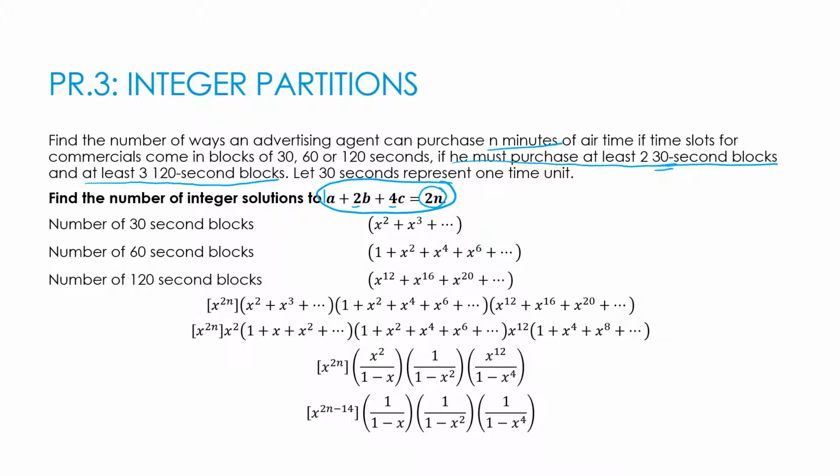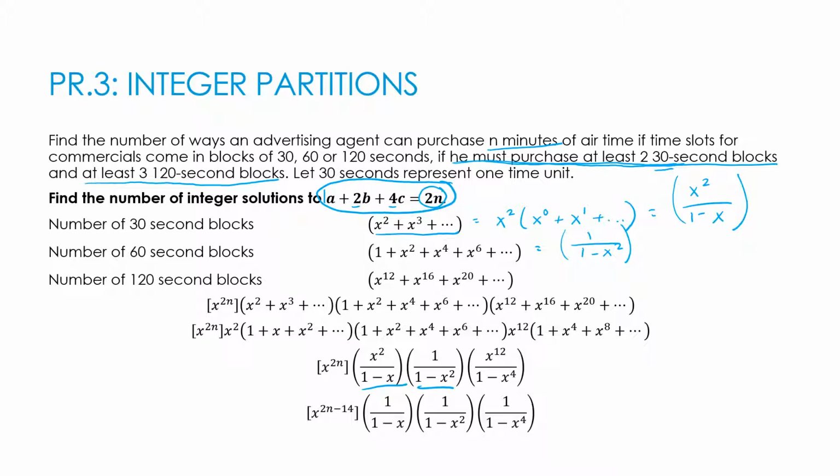Number of 30-second blocks, it says he must purchase at least 2 30-second blocks. So notice this guy did change. That is now x starting with x squared, which means again that what I would do is take out an x squared to get that x to the 0 as the first value, which means I would be writing that as x squared over 1 minus x, which is where I got this value. For number of 60-second blocks, this one did not change. No change at all. So we're looking at 1 over 1 minus x squared, oops, not x minus x squared, I apologize.